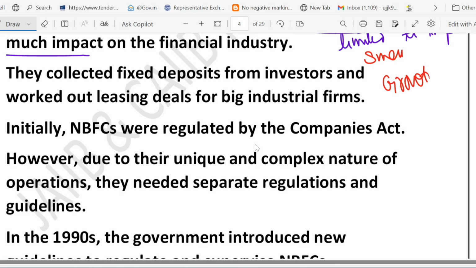Then comes the next phase, which we call the growth phase. The growth phase was 1970 to 1990, right? The problem was that there was no strong regulation. Initially only the Companies Act loosely controlled them, right? So NBFCs were regulated by the Companies Act. Some NBFCs took public deposits but had no safety net for investors. So the growth phase was 1970 to 1990. The problem was that there was no strong regulation.